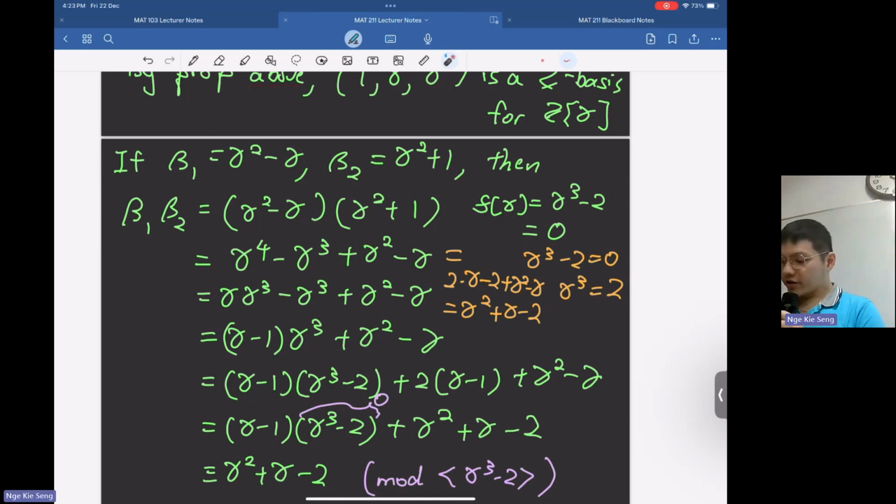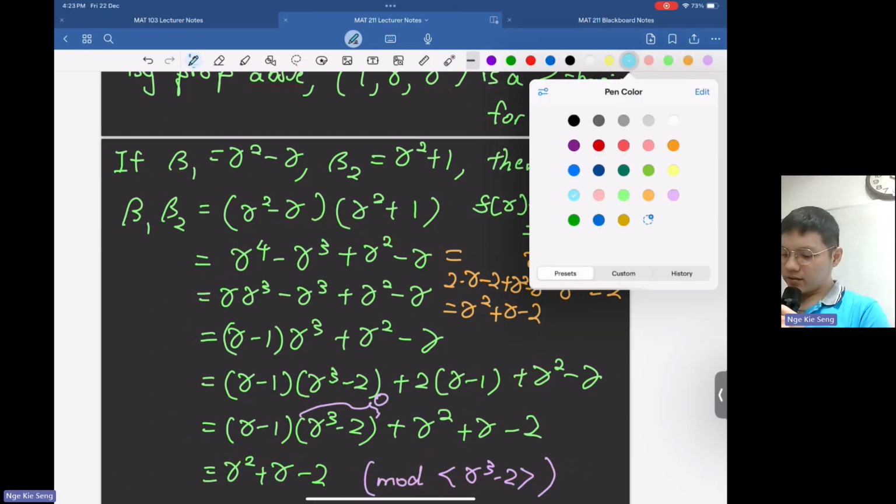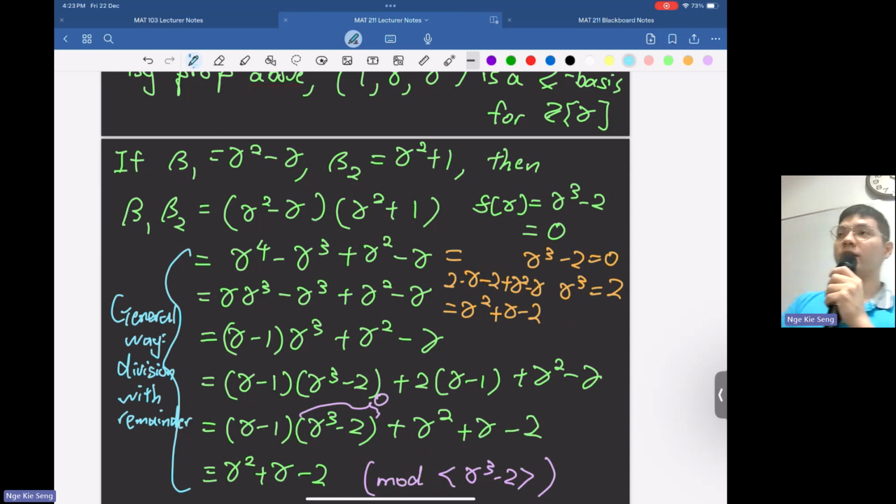So you can see that Wenzhou's way may be much shorter to get the result. But what I present here is the general method, the general way, which is the division with remainder. This way will help you to read the proof inside the book, or later I will write it in my lecture notes.